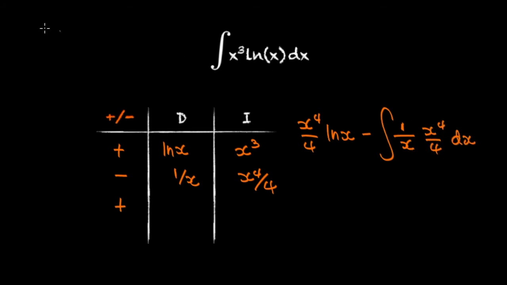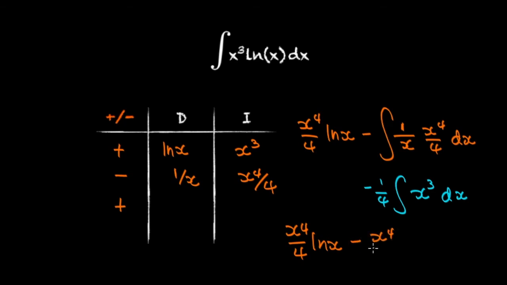So let's simplify our integral, and we end up with, if we factorize out the minus a quarter, minus a quarter. The x is going to cancel with one of the x's here, and so we end up with x cubed dx, which means our final answer is x to the power of 4 over 4 ln x minus x to the power of 4 over 16 plus c.